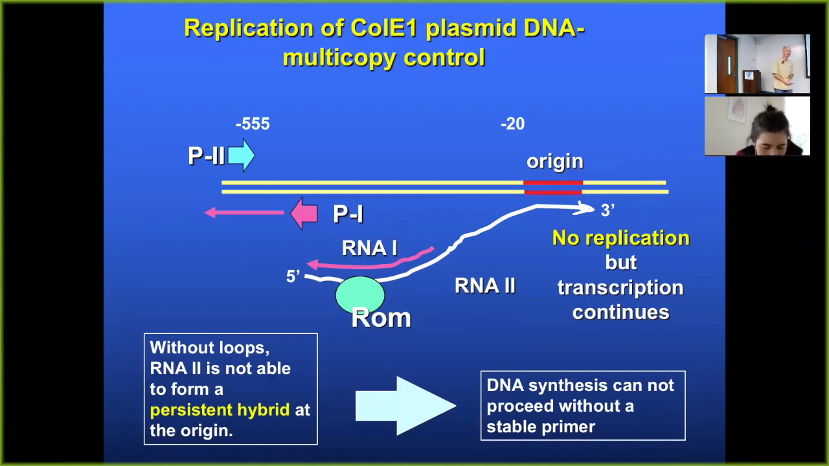What's the difference between P Roman numeral 2 and RNA2? P means promoter. So P2 is the promoter that directs the synthesis of RNA species 2, which is the primer. Oh, okay. That makes sense. P stands for promoter. Are there any questions on the regulation here?